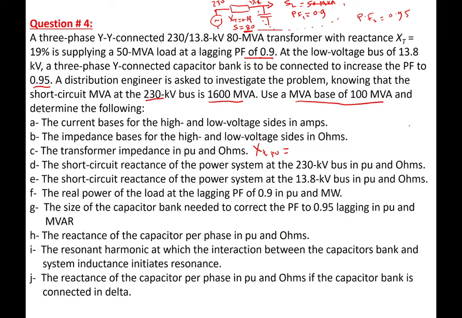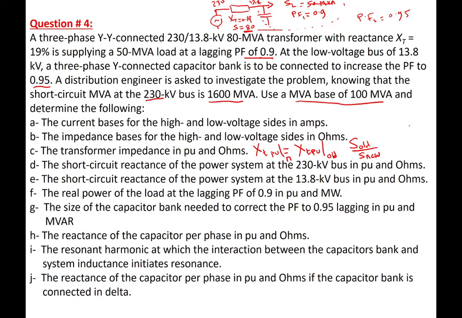So we know that X new will be X transformer per unit. So this is the new, this is old, and then we're going to multiply it by S old divided by S new. S old divided by S new. And then you will find the result.